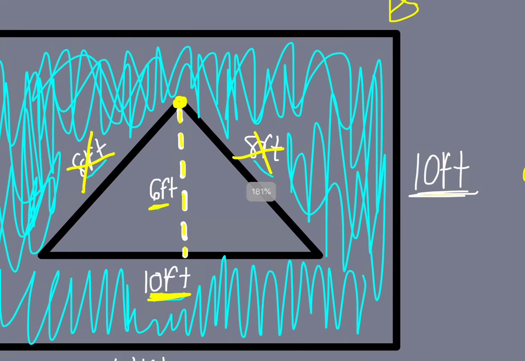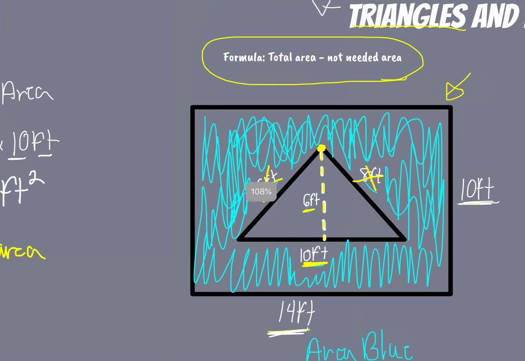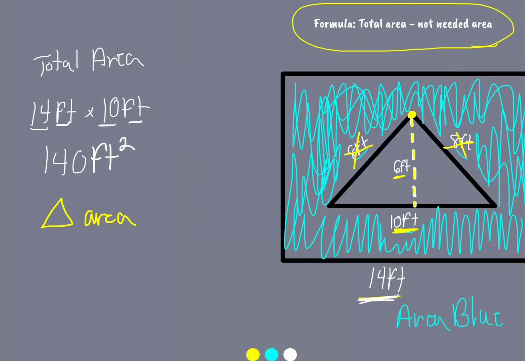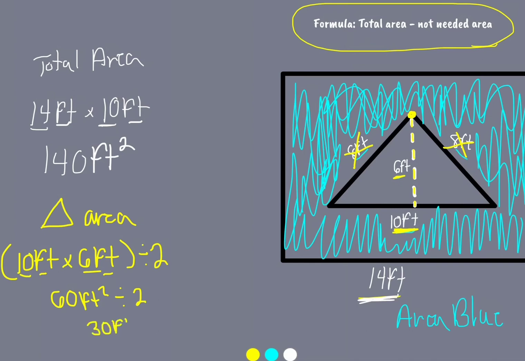So what you're going to do to calculate the area of the triangle is you're going to do 10 feet, that's the base, times 6 feet, that's the height, and whatever my answer is, I'm going to divide it by 2. So 10 times 6 is 60. Feet times feet is feet squared. And if I divide 60 by 2, I get 30 feet squared.